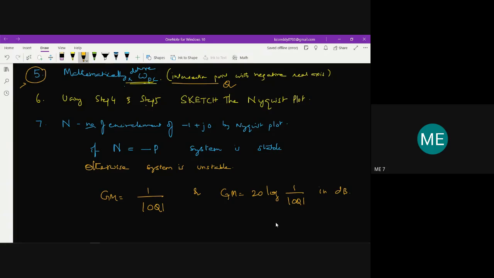This is about the Nyquist plot. Once you understand this procedure, it will be easy to construct it. So in the next class, we will discuss one problem on this Nyquist plot so that we can easily understand. So today we'll stop here.